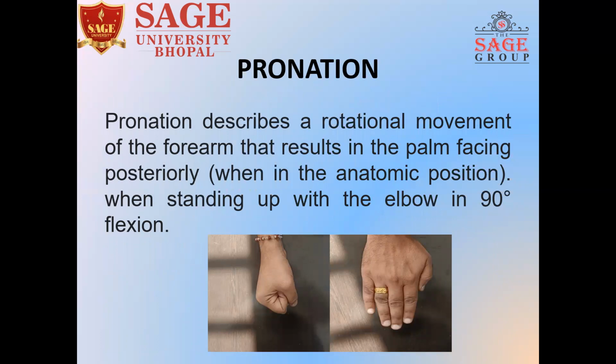Next is pronation. Pronation describes a rotational movement of the forearm that results in the palm facing posteriorly when in the anatomical position. When standing up with the elbow in 90-degree flexion, you can see in the picture the hand in a normal position, and when you turn your palm downwards, it comes into a prone position. For example, first you took money in a supine position, and when you put the money in your purse, it becomes a prone position.